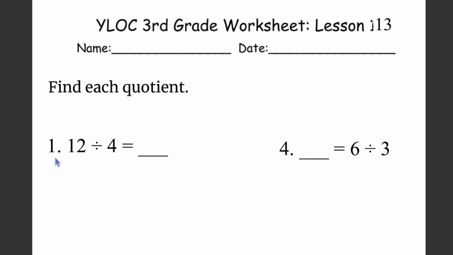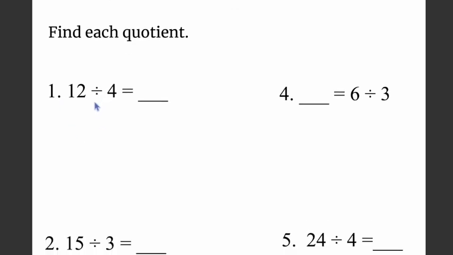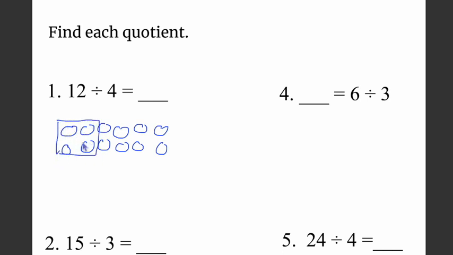Find each quotient. Number 1, 12 divided by 4. Let's start off by using counters. So let's draw 12 counters and group them in groups of 4. So 1, 2, 3, 4. That's our first group. 1, 2, 3, 4. That's our second group. And our last group is here. So our answer is going to be the number of groups that we have. In this case, it's 3. So our answer is just 3.